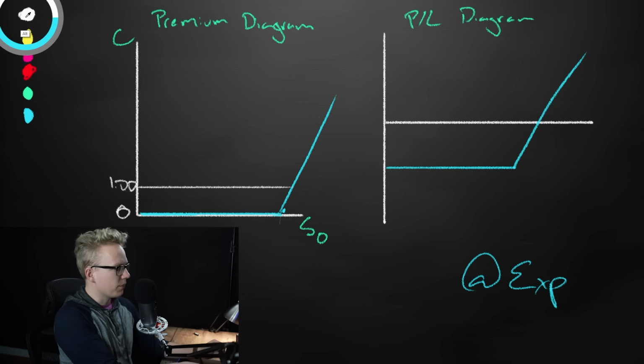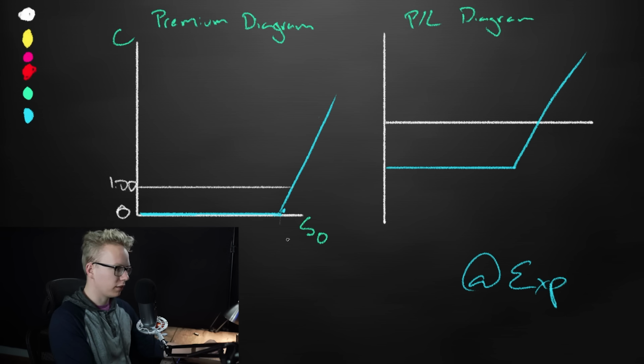On expiration day, if the stock price is below your strike price, that means your call is out of the money. You can't exercise it for a profit. It's worth nothing. It has no intrinsic value. You exercise it, you lose money. So when it's below your strike price, your call's out of the money, so it's going to be worth nothing on expiration day. So we're going to choose a strike.